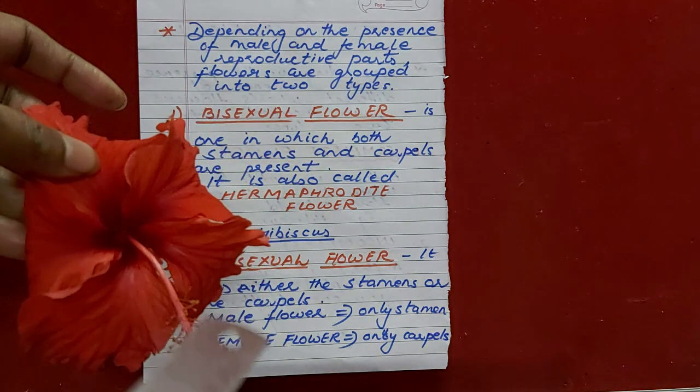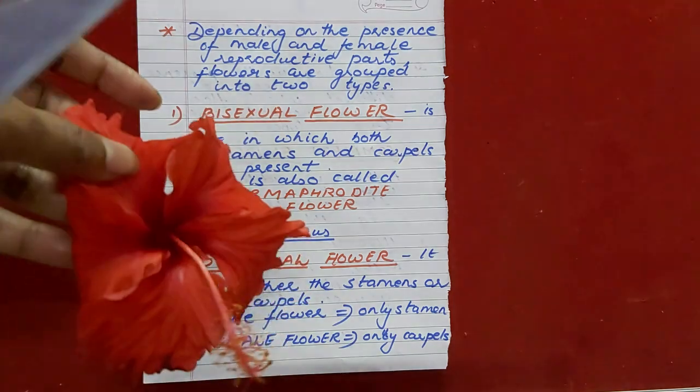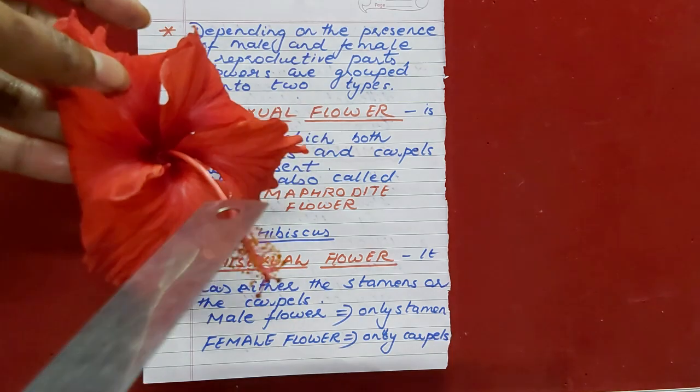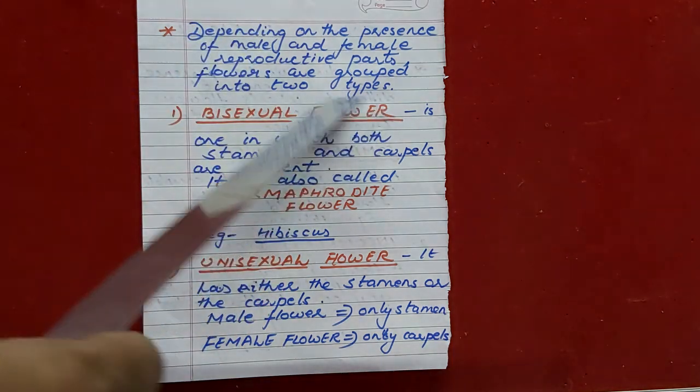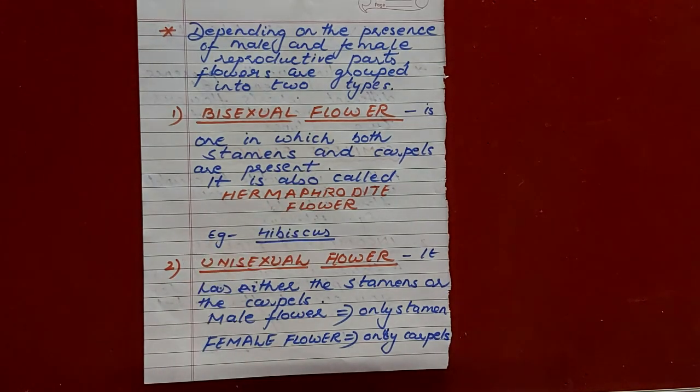Female reproductive part, androecium and gynoecium, both the female reproductive part and the male reproductive part, both the parts were present in this flower. Okay, so it is called a bisexual flower. It is also called a hermaphrodite flower.